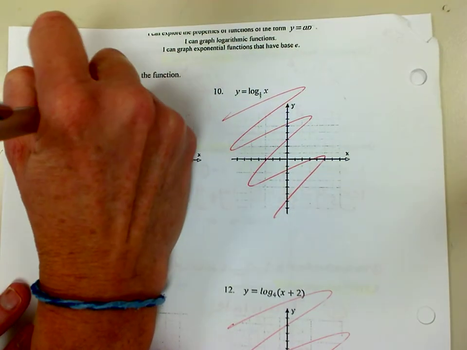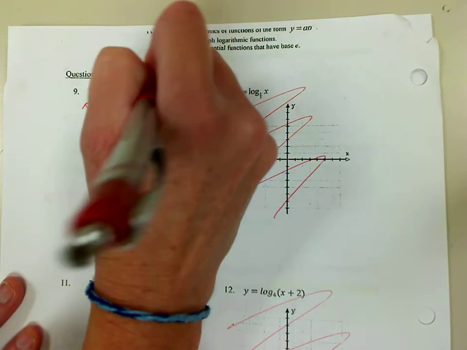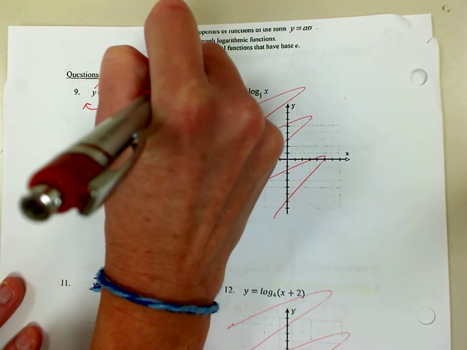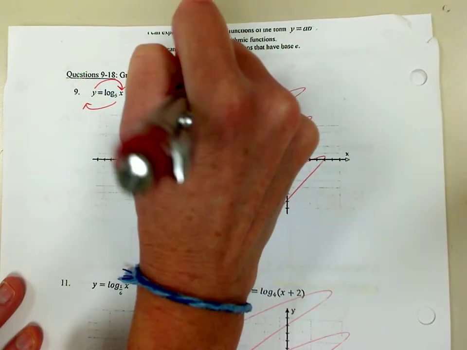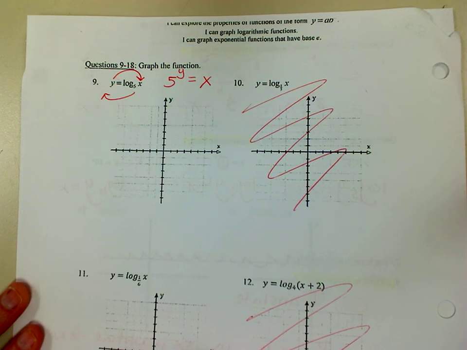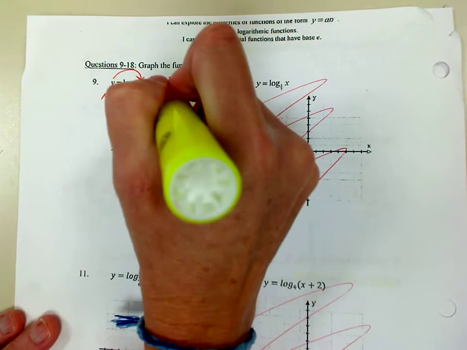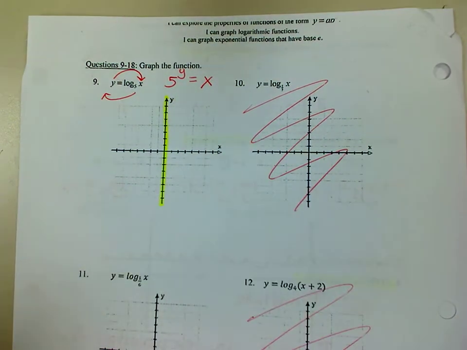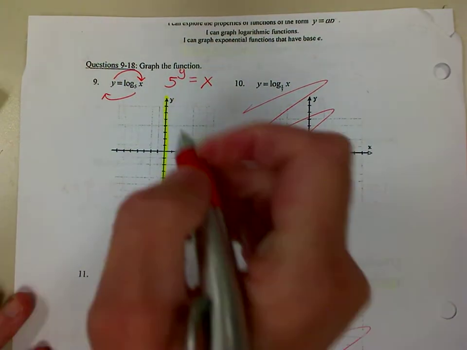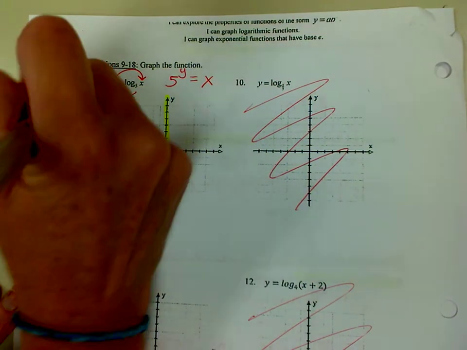So I'm going to write it like this. 5 to the y equals x. If you have a log or natural log equation, y becomes the exponent. Okay, I cannot cross the y-axis, so I'm going to draw that in this time. My origin didn't move. After that, I have to make a table.